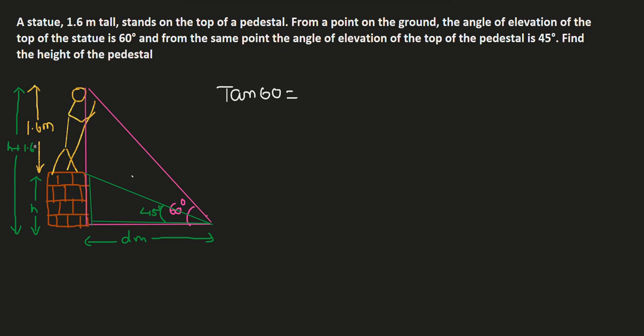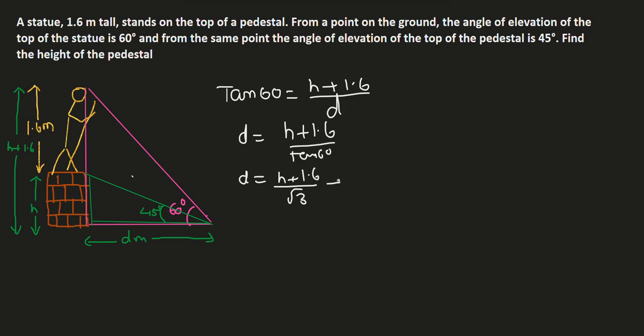opposite side. This complete side in the pink triangle is h plus 1.6, by adjacent side d. In the pink triangle and green triangle, d is common. Therefore, make d the subject. d is equal to h plus 1.6 by tan 60, and tan 60 is root 3. This is the first equation.